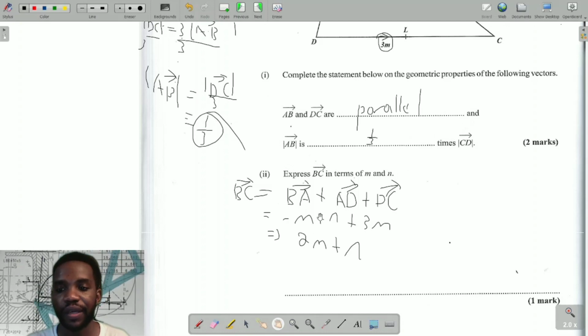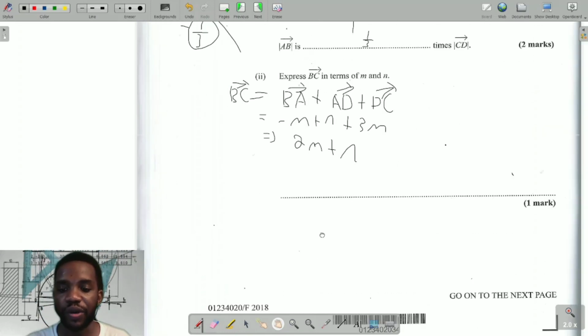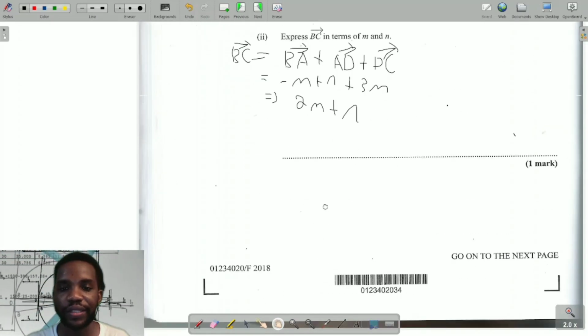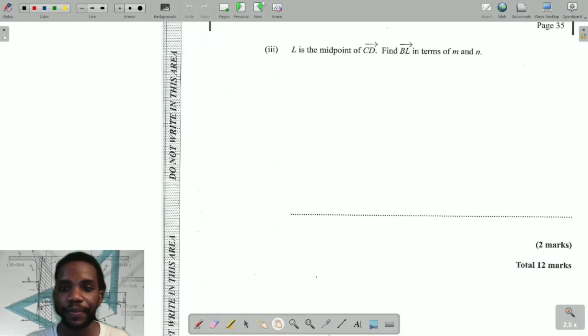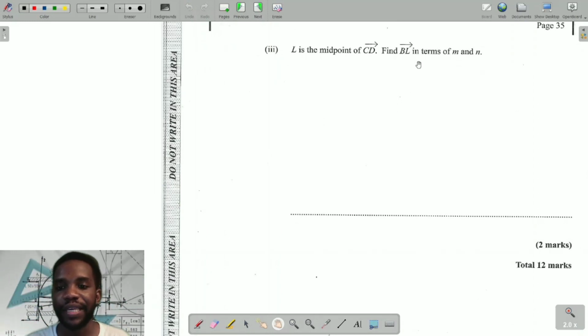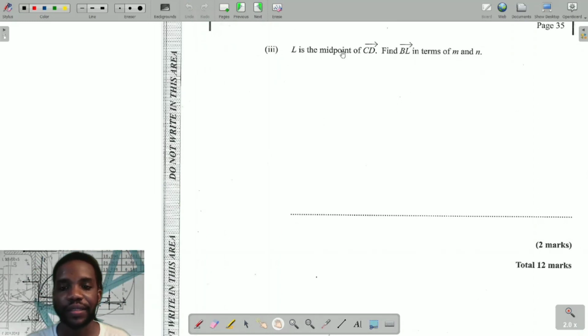All right, and there are no more questions on this page in 2018, so we take ourselves to the next page. It says L is the midpoint of CD. Find BL in terms of M and N. So L is the midpoint of CD. Find BL. So let's go to the previous.